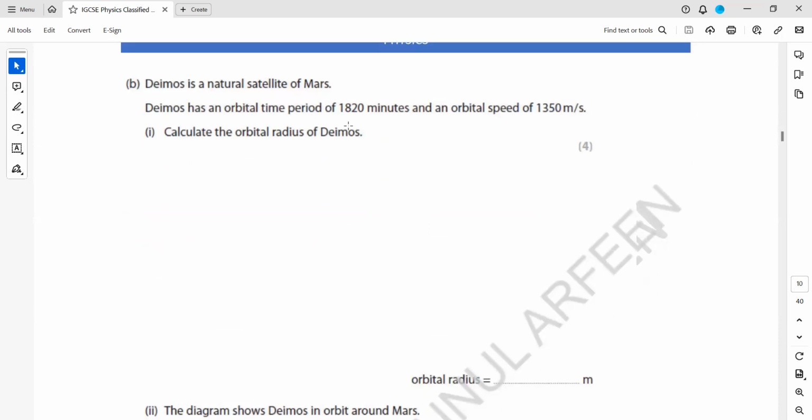Deimos is a natural satellite of Mars and it has an orbital time period of 1820 minutes with an orbital speed of 1350 meters per second. Calculate the orbital radius. Whenever an object moves in a circular path, as we know, speed is distance over time. But in a circular path, what is the distance? It will be 2 pi r divided by time, t.